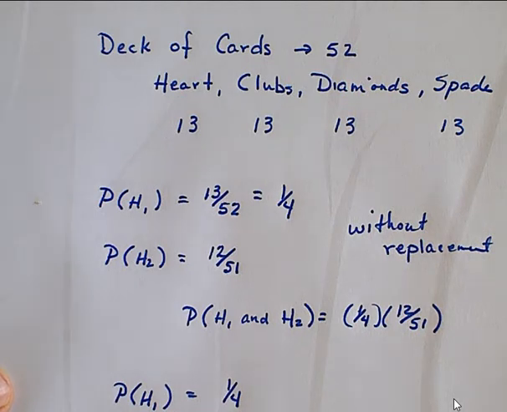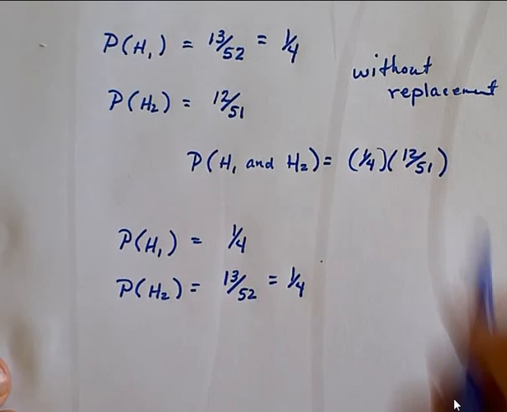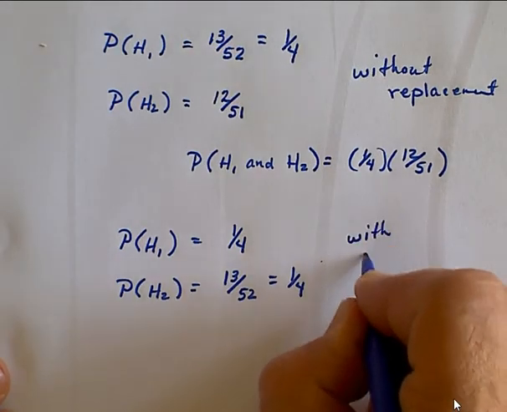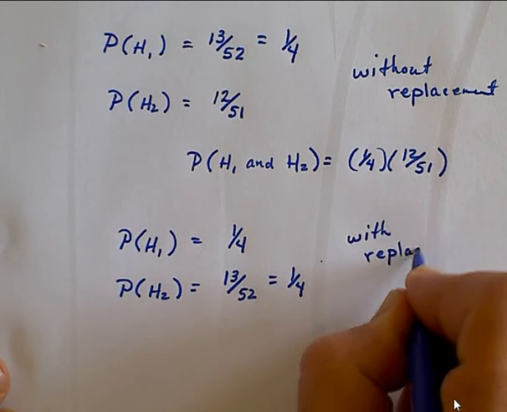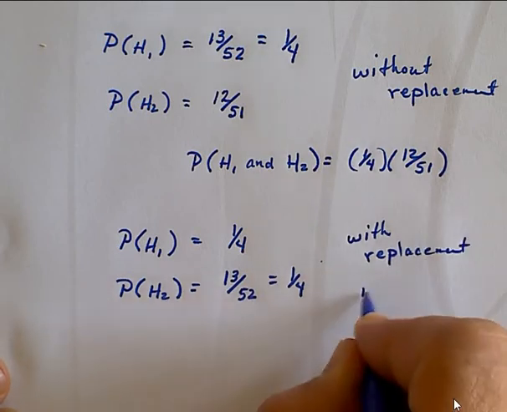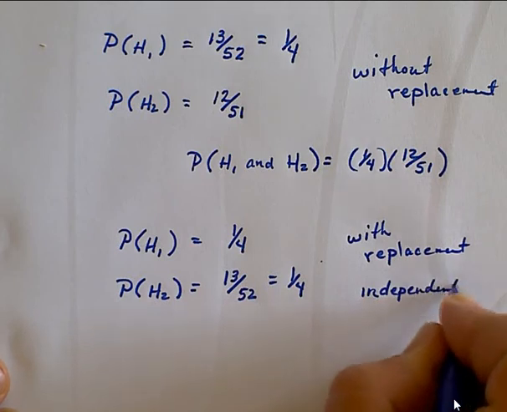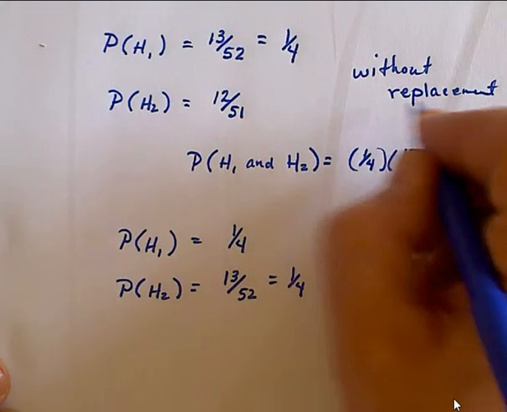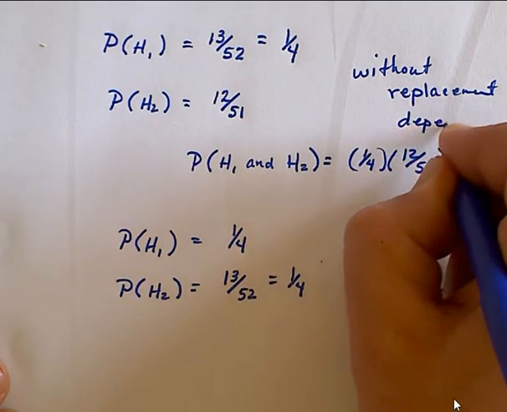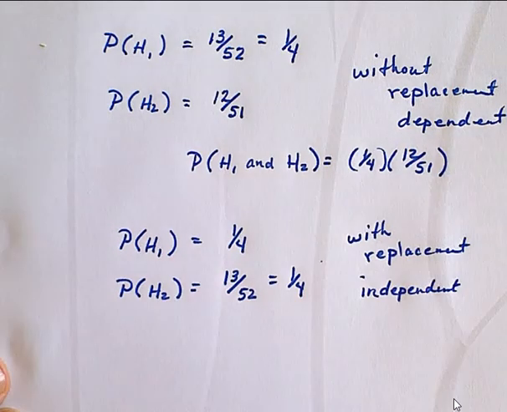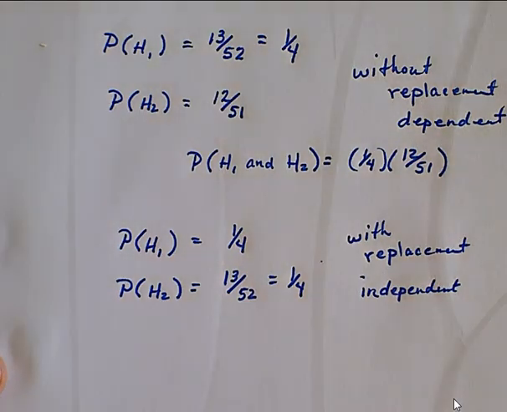Okay, so with replacement, we can say independent. Without replacement, we would say dependent. So that's the first part of this, and we'll look at some of the exercises there, and then we'll review some of the formulas, and then talk about the second page as well on the back side.